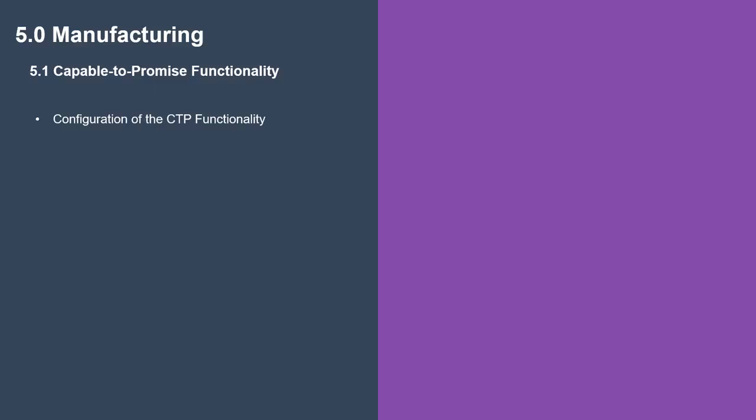Capable to promise takes any constraints that might hinder production, such as access to resources, lead times for acquiring raw materials and parts, plus the ability to acquire resources required for sub-assemblies or lower level components, and uses this information to determine when delivery will be possible by using finite scheduling. Configuration of the CTP functionality is fully covered in the 2021.1.1 release notes under the topic of the same name.